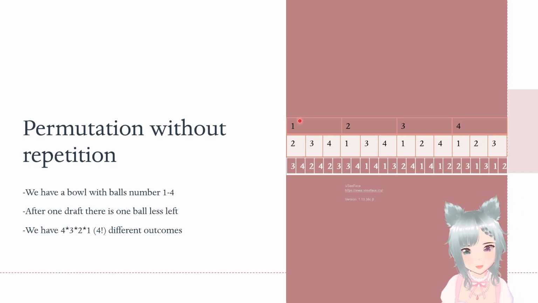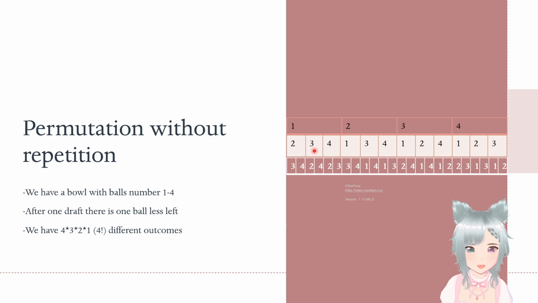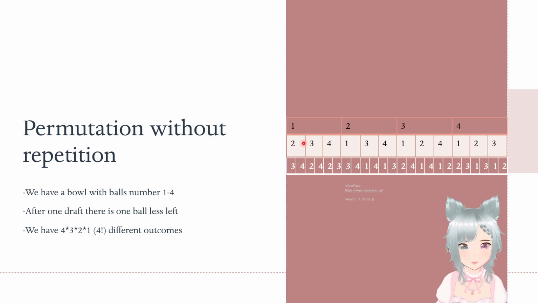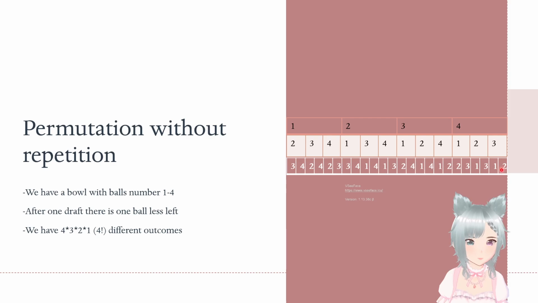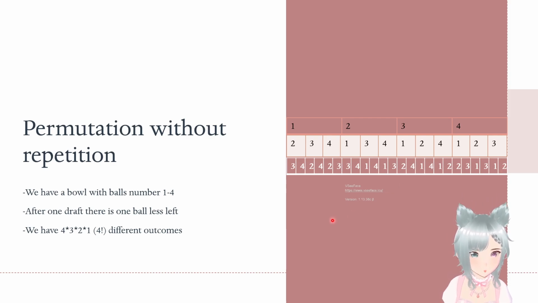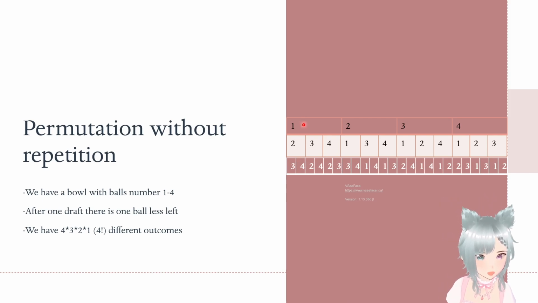And now after we draw the 1 and the 2, we can only draw the 3 and the 4. And after we draw the 1 and the 3, for example, we could only draw the 2 and the 4, and so on. So for each of these 4 times 3, or 12, different sets, we have 2 times the amount of sets again. So we have 4 times 3 times 2 different sets after 3 pulls.